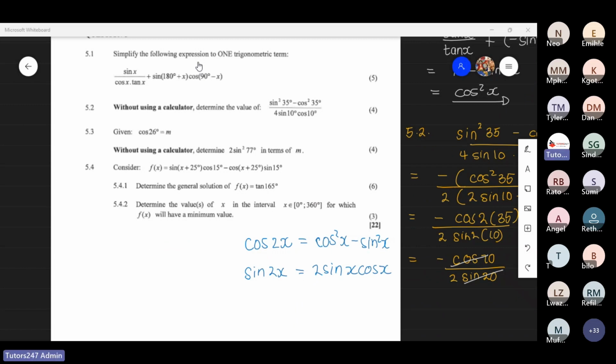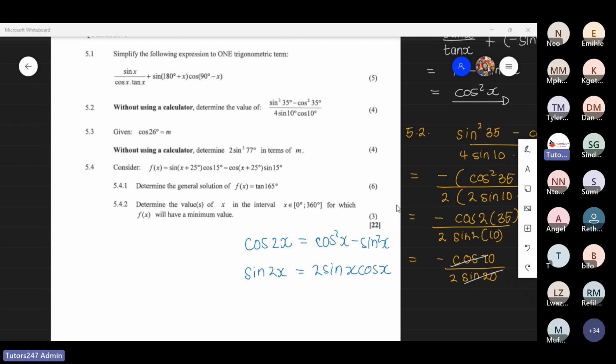Good afternoon, sir. Hi, Ntombi. How are you? Yes, sir. I just wanted to check where you got the negative cos 2 in brackets 35, but now I saw how you got it.